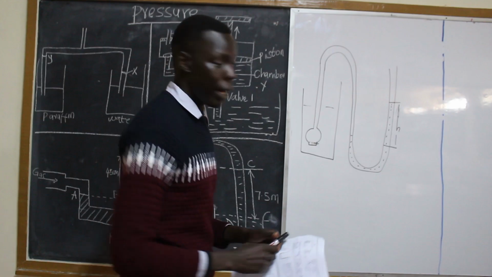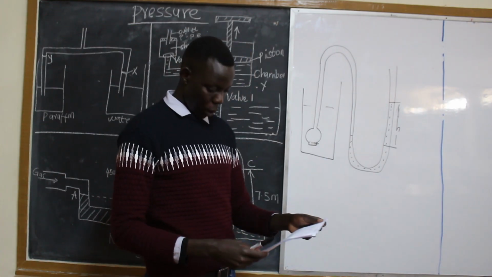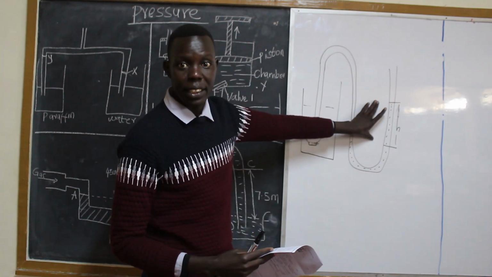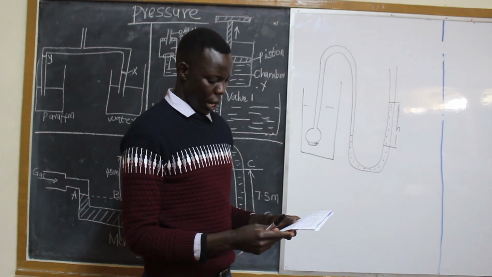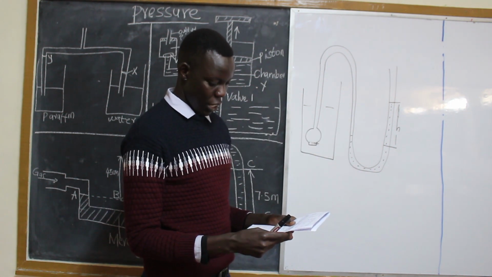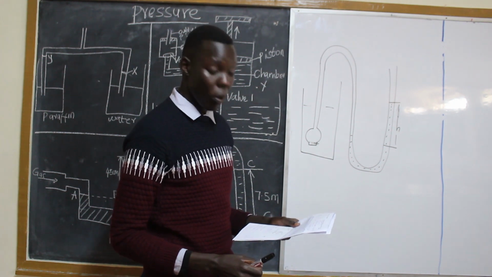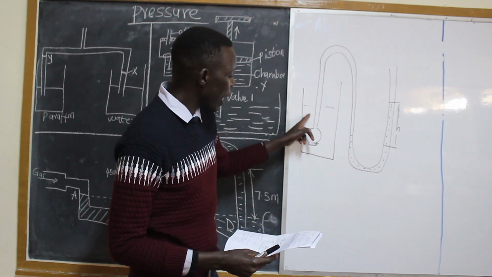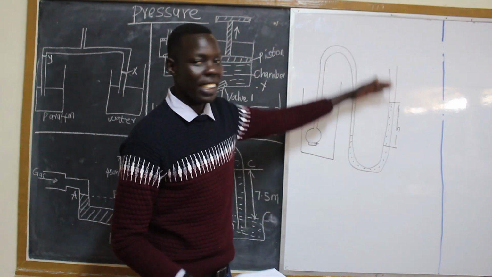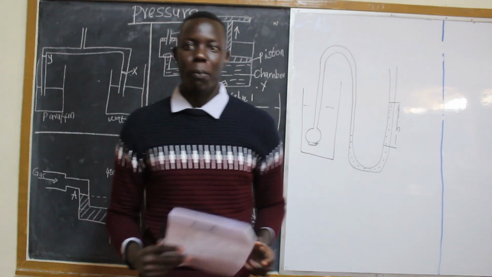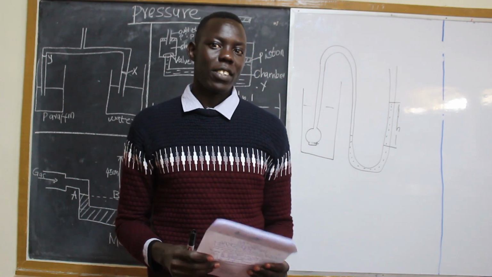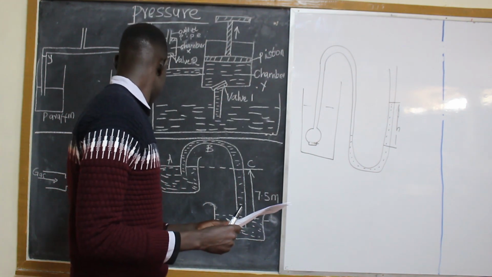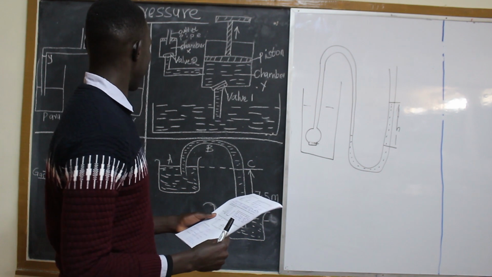So this is how it is. I'm saying this: state and explain the effect on the height h, this height, when the funnel is moved downwards towards the bottom of the liquid. When you move this downwards, the height h increases. The reason is that pressure in liquids increases with depth.